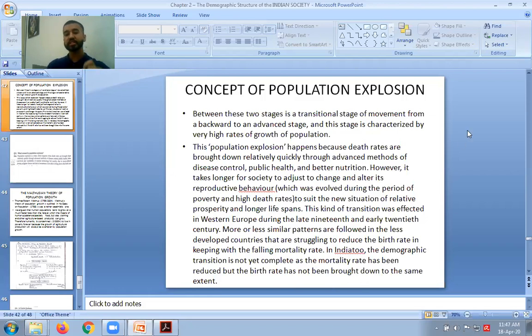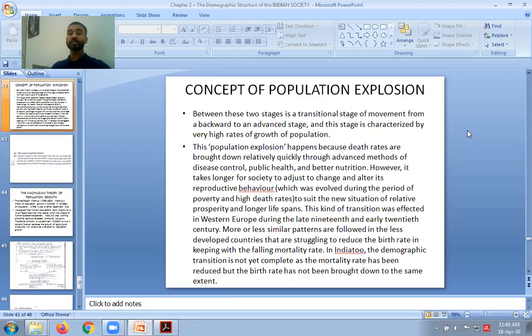Look, this theory of demographic transition has not yet completed in India, because India is still in phase second. It will get completed only when India reaches phase number third, right? Then only the theory of demographic transition will complete as far as our Indian society is concerned.